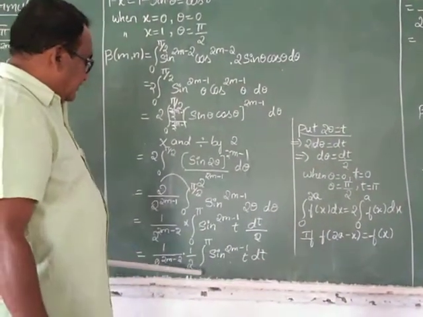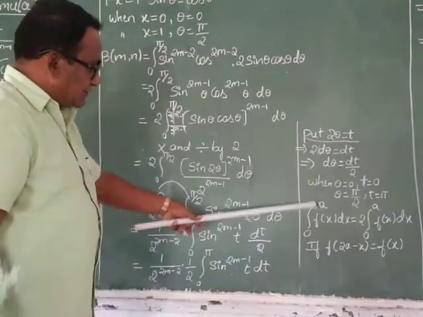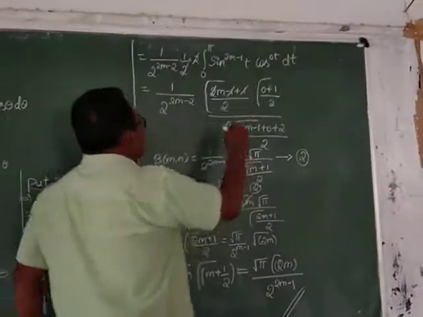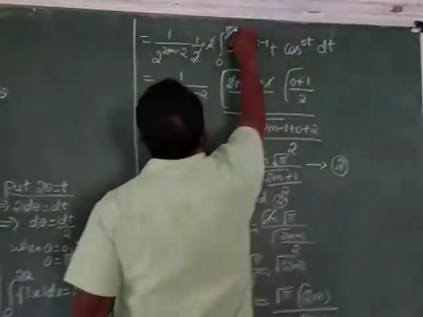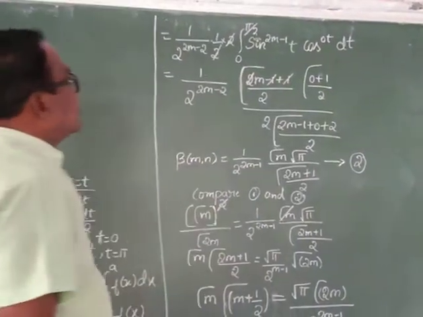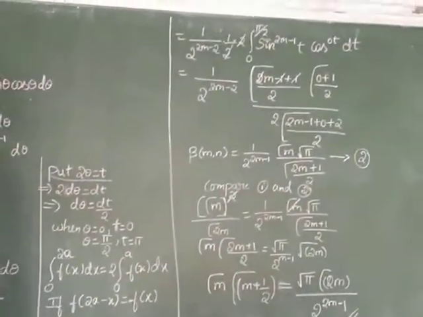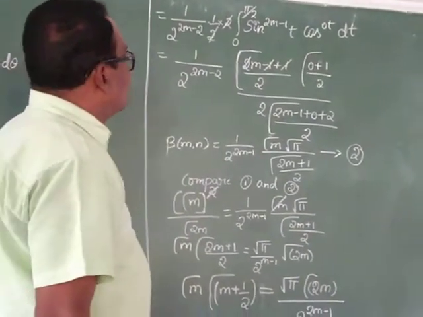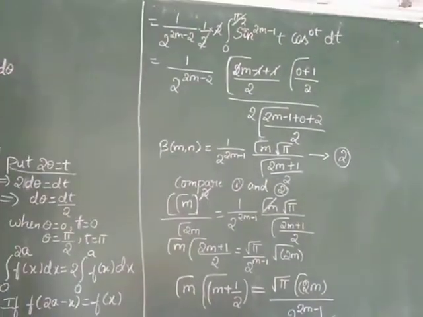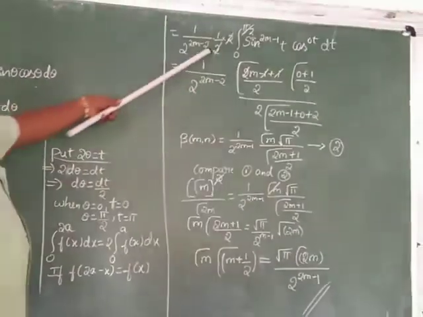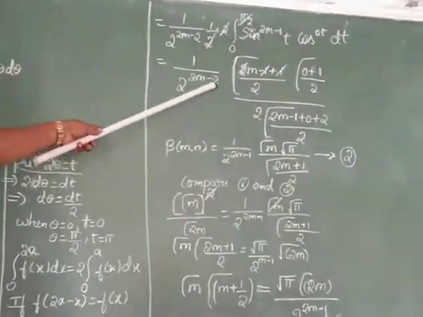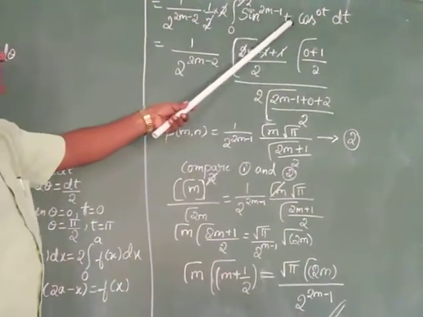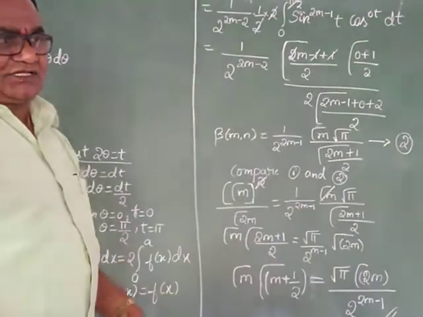Here, this integral from 0 to pi, by using this formula, can be written as 2 into the integral from 0 to pi by 2 of sine to the power 2m minus 1 t into cos to the power 0 t dt. This 2 cancels. 1 over 2 to the power 2m minus 2, write it as it is. This is of the type sine to the power p theta into cos to the power q theta d theta.